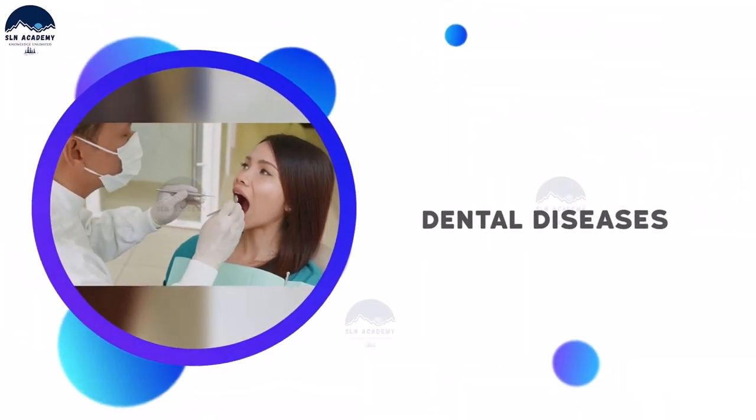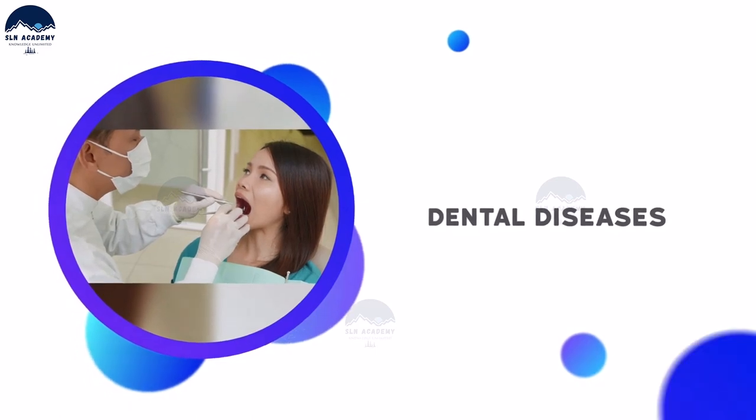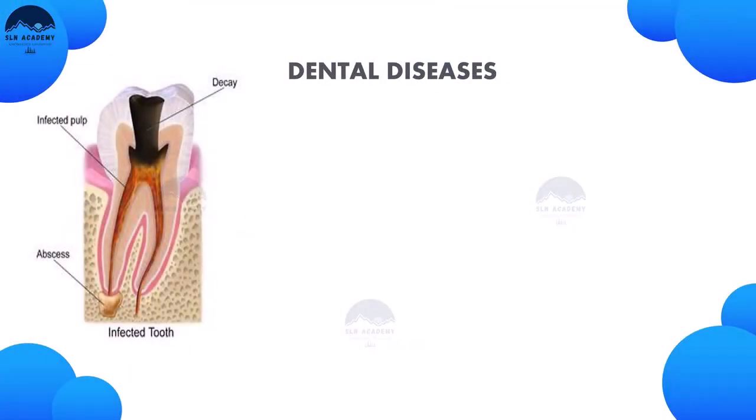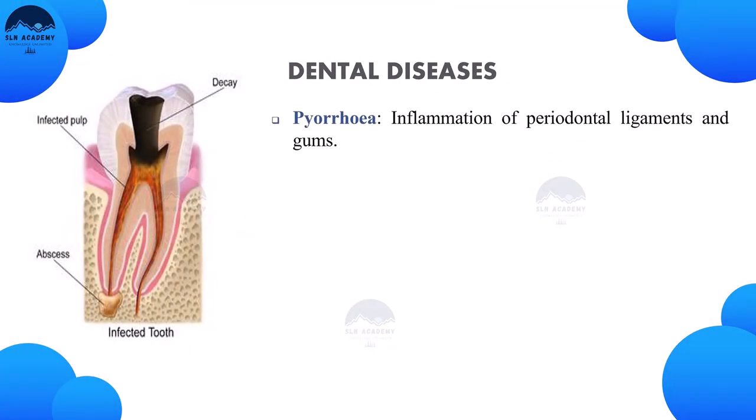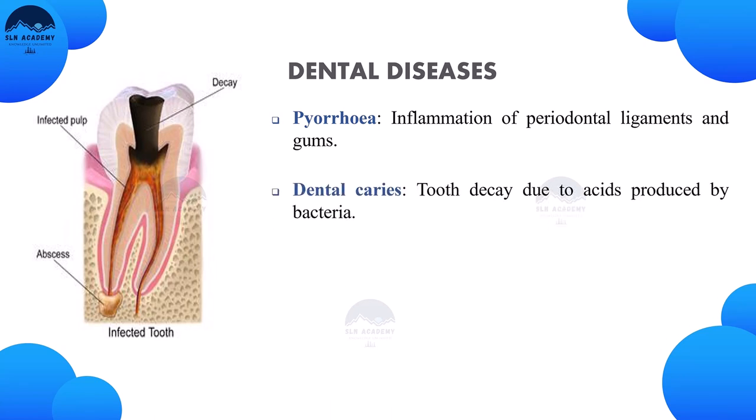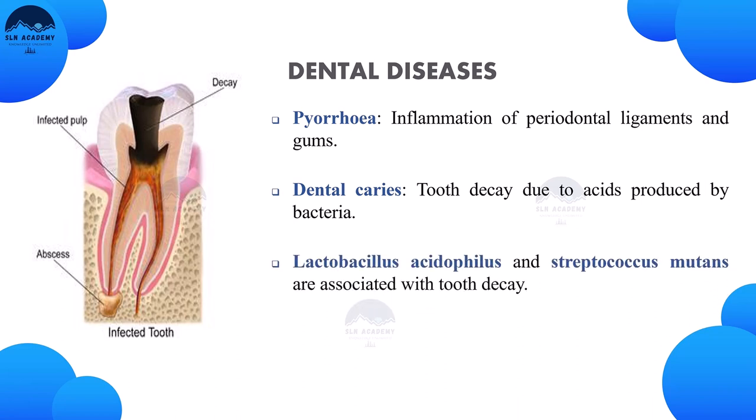Dental diseases. Pyorrhea. It is an inflammation of periodontal ligaments and gums. Dental caries. Tooth decay due to acids produced by bacteria. Lactobacillus acidophilus and Streptococcus mutans are associated with tooth decay.